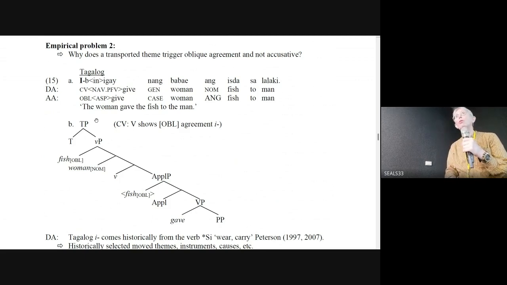And the marker itself, the E prefix, historically comes from a verb meaning to wear, to have, to carry, which is also the historical source for this type of applicative in other languages that have this type of applicative. So if you analyze this E as an applicative, it makes all the sense in the world that it selects a transported theme. But from a case agreement standpoint, why would a theme be triggering this kind of agreement rather than PV marking, which is accusative agreement? All right.